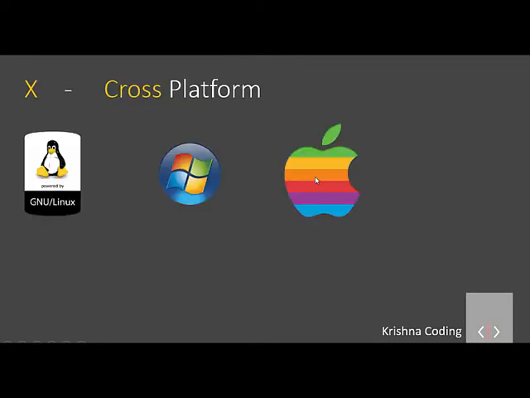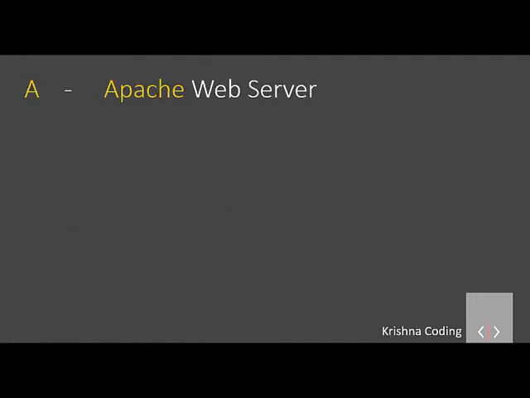Here, X stands for cross-platform, which works under any kind of operating system like Linux, Windows or macOS X. Next one is A. A means Apache. Apache is an open source web server application that processes and delivers web content to a computer. Apache is the most popular web server online, powering nearly 54% of all websites. The server application is made available as free software by the Apache Software Foundation.